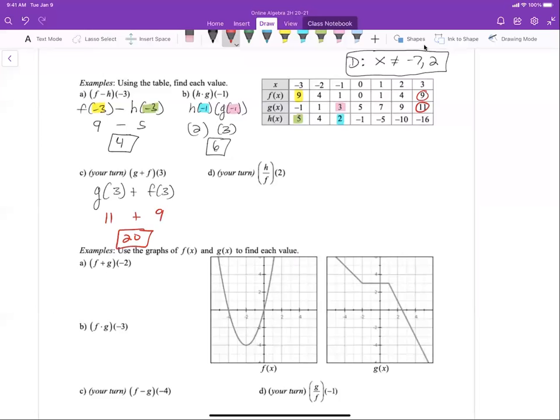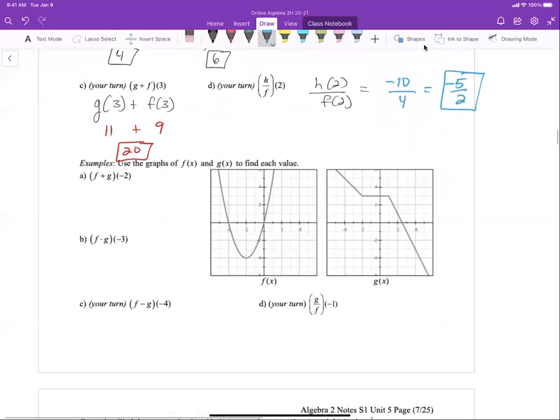And then we have one more. This is h of 2 divided by f of 2. And we'll go and find the value of h when x, our input, is 2, and that is negative 10. And then we have the value of f when x is 2, and that value is 4, and that will be negative 5 halves.